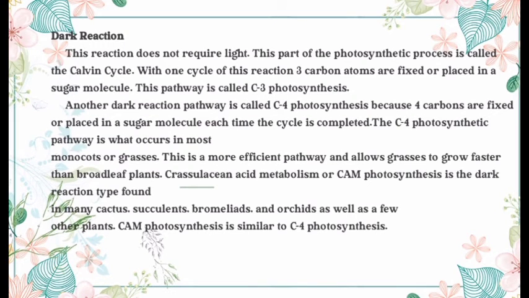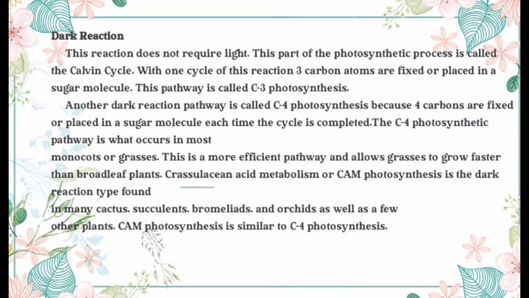And also we have the dark reaction. This reaction does not require light. This part of the photosynthesis process is called the Calvin cycle. With one cycle of this reaction, 3 carbon atoms are fixed or placed in a sugar molecule. This pathway is called C3 photosynthesis. Another dark reaction pathway is called C4 photosynthesis because 4 carbons are fixed or placed in a sugar molecule each time the cycle is completed.